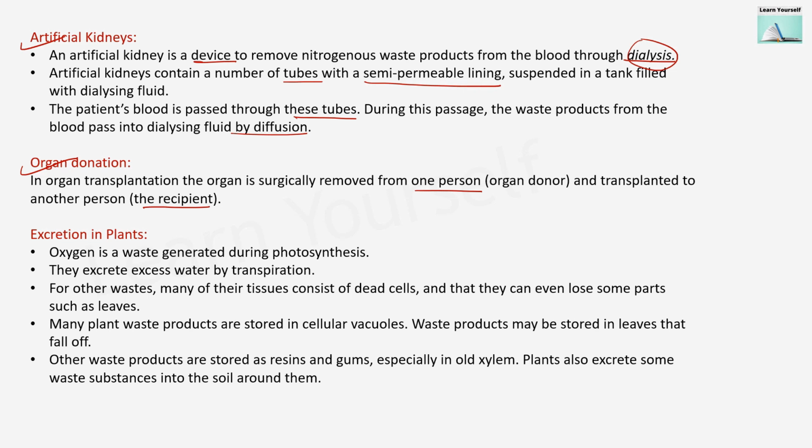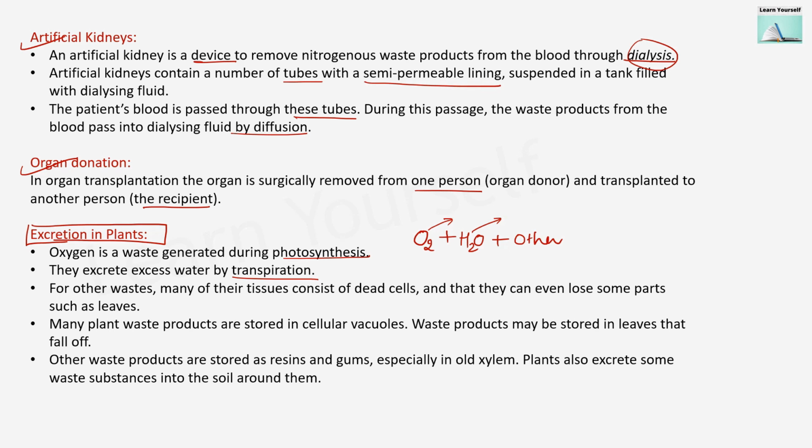Now excretion in plants. Till now we were discussing excretion in humans, dialysis and organ donation, which are important concepts. Now we are talking about excretion in plants. Oxygen is a waste generated during photosynthesis. They excrete excess water by transpiration. For other waste, they have three types of waste. First is oxygen, then comes water, and then other types of waste. So oxygen they release during photosynthesis, water they release through transpiration, and other waste.